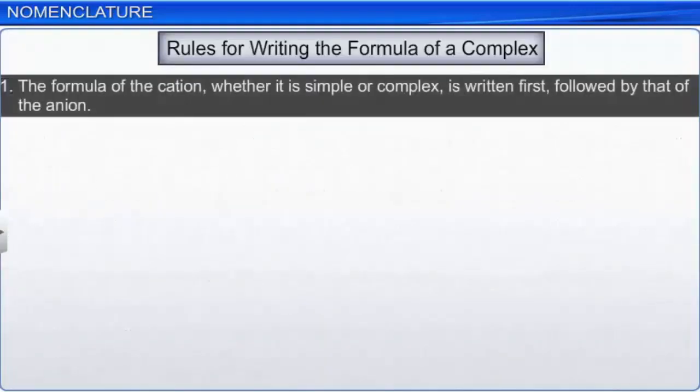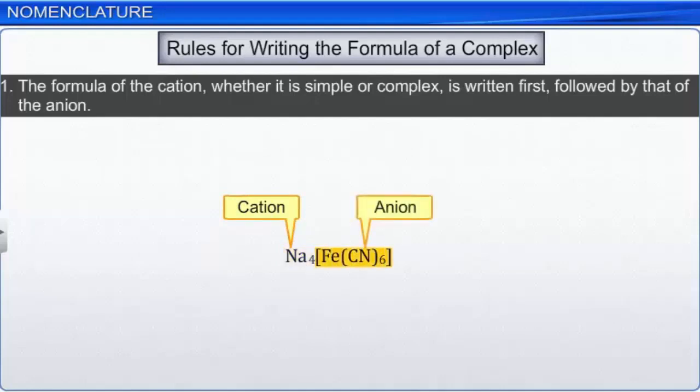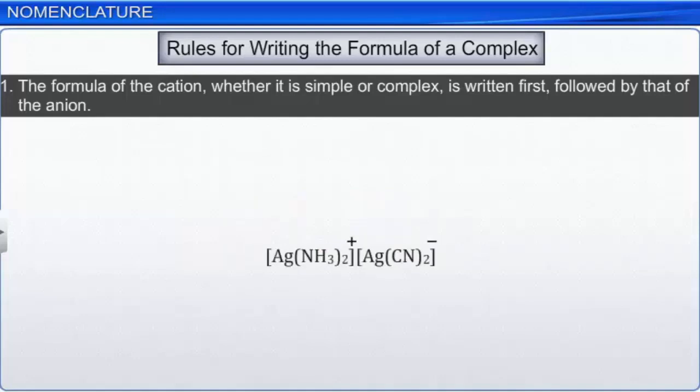how do we write the name of a simple salt? First, we write the cationic part of a simple salt, followed by the anionic part. In the same way, the first rule in writing the name or the formula of a coordination complex is to write the formula of the cation first. The cation may be a simple cation or a complex cation, then followed by the anion. The anion may also be a simple anion or a complex anion.